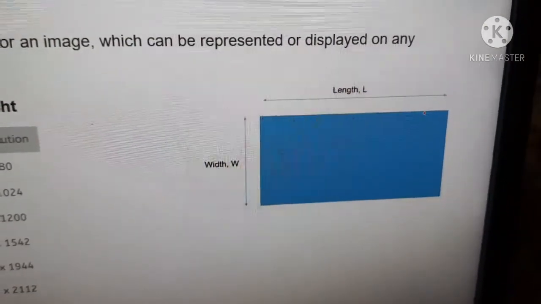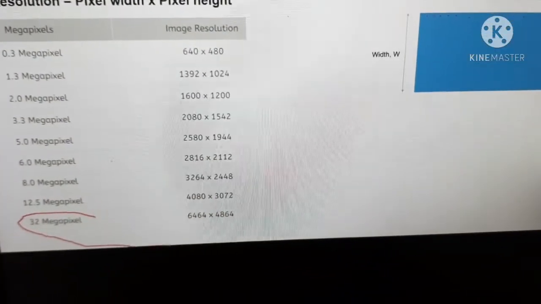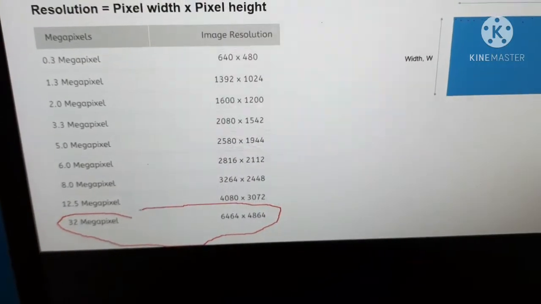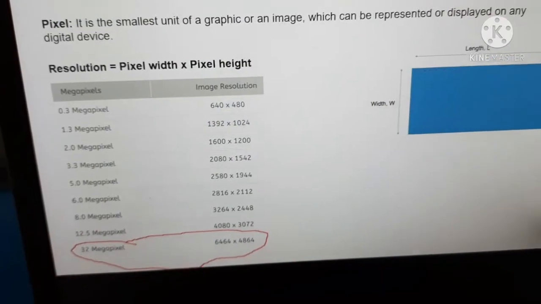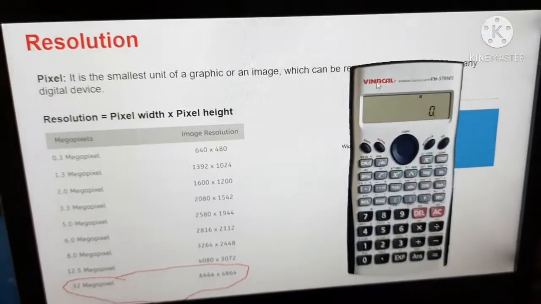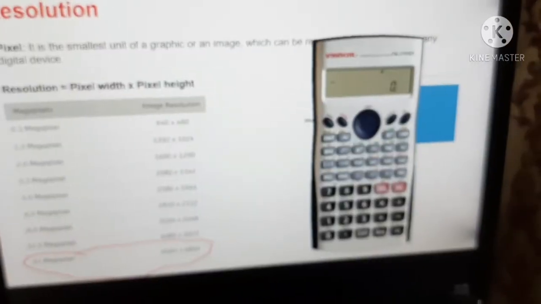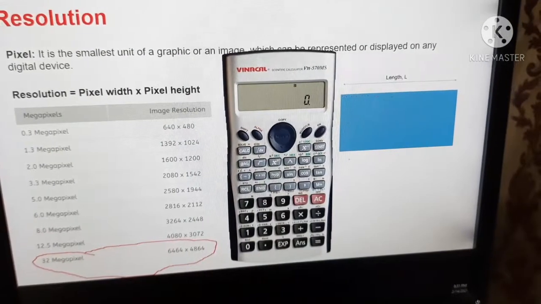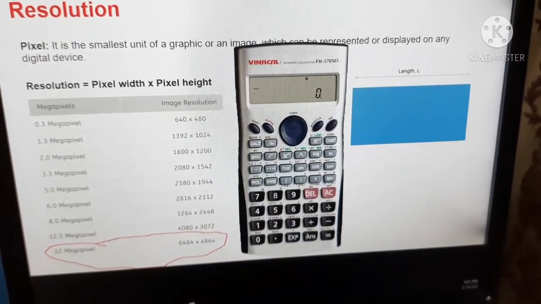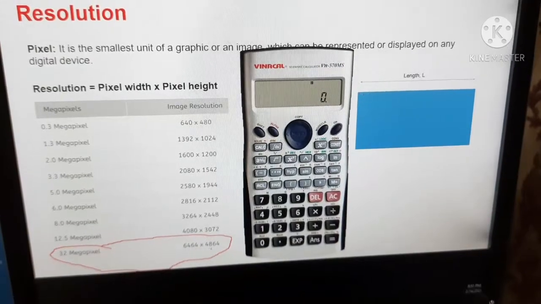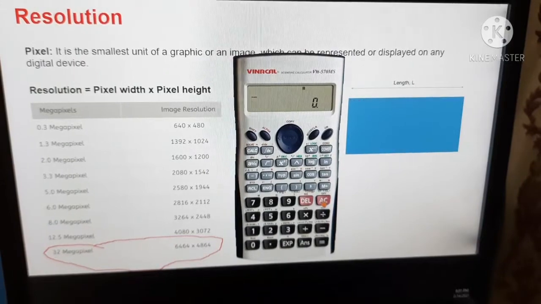Now for example, you are having a 32 megapixel camera. Your mobile camera is 32 megapixel. What did you understand from that? The understanding here is that 32 megapixel means it is having 6464 as the length and 4864 as the width.